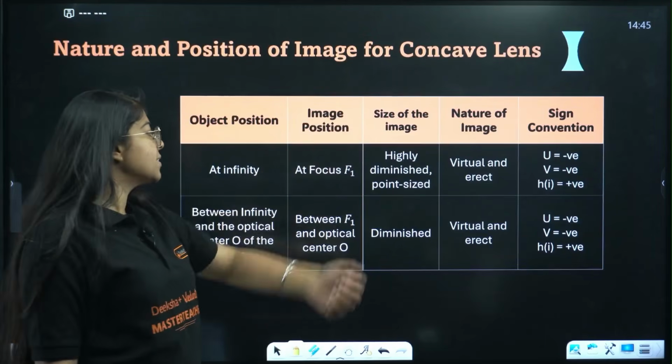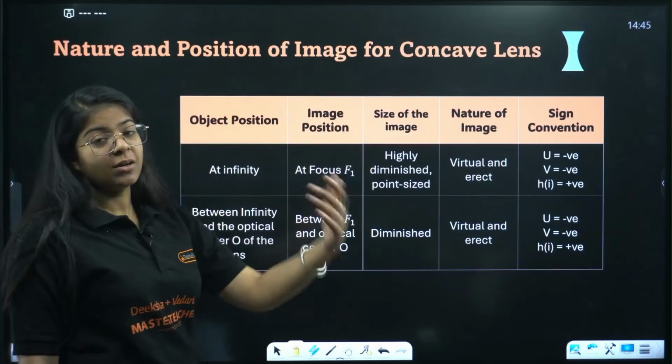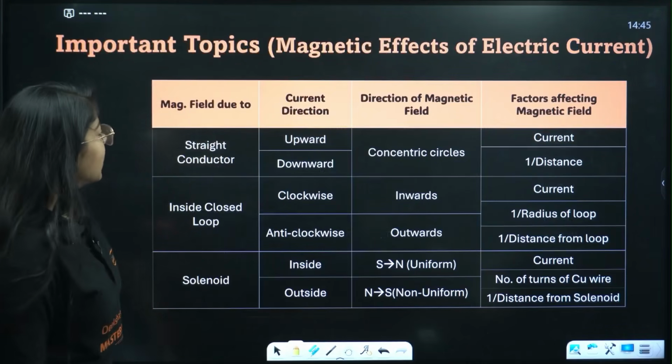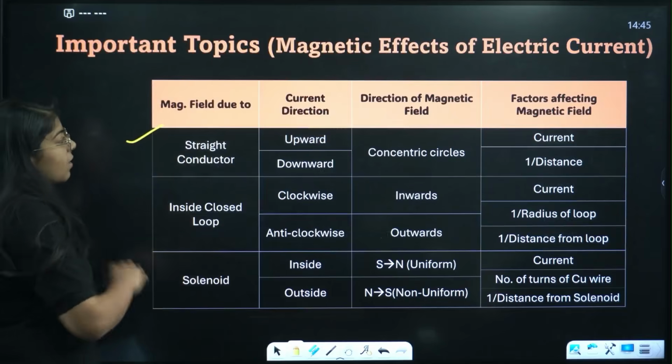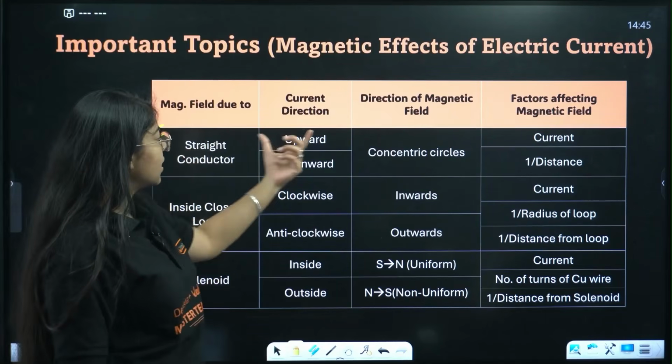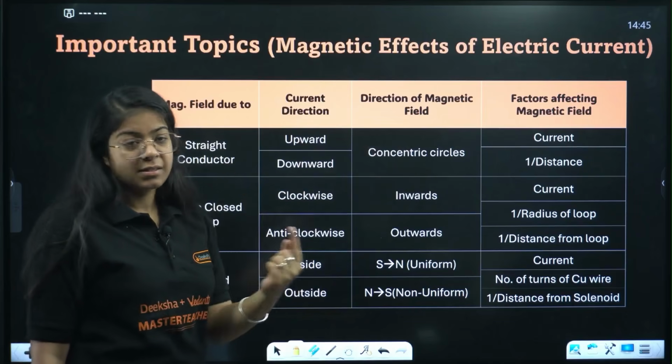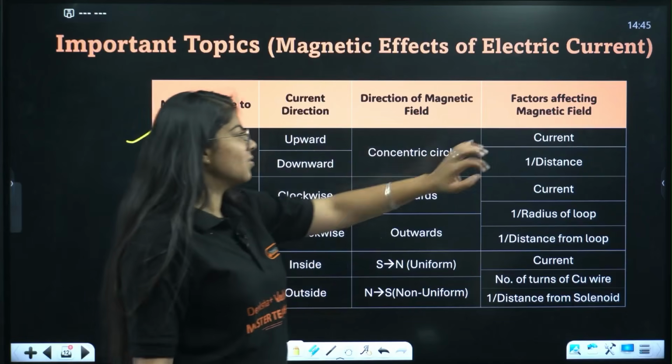Next, concave lens, again 2 cases just like convex mirror. Then magnetic effects of electric current. Some are straight conductor. We have magnetic field due to straight conductor: if the current is in upward direction, it is concentric circles. In downward it is also concentric circles.